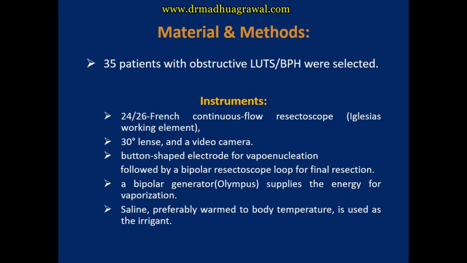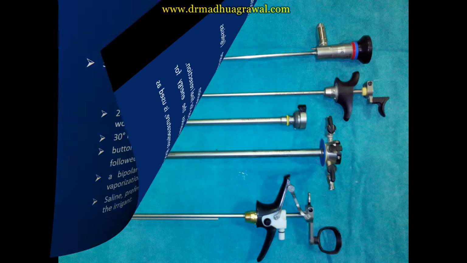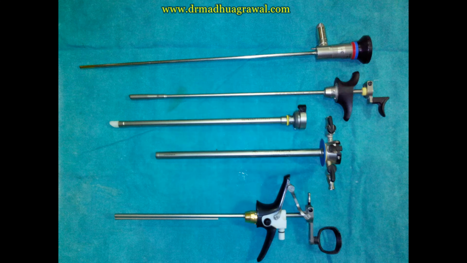An Olympus bipolar generator supplies the energy for vaporization. Warmed saline, preferably to body temperature, is used as the irrigant. These are the various instruments used in the procedure.